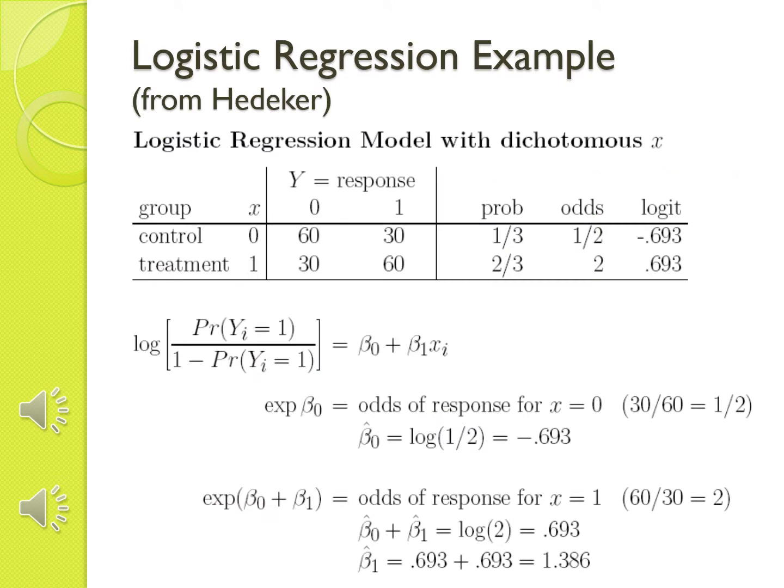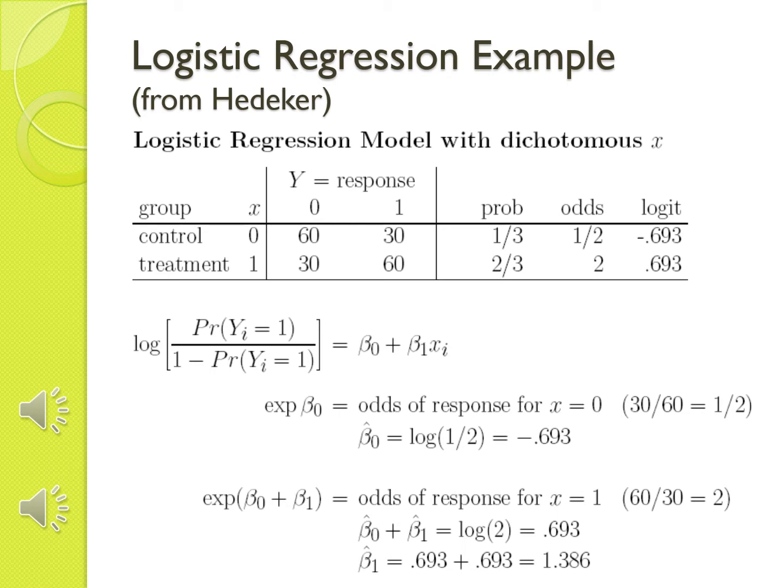I want to talk through a logistic regression example. This one is from Hedeker. It is the simplest example that we can think about, and it is the simplest because our predictor X is dichotomous as well as the outcome. So assuming that 1 is a positive response and 0 is a non-response, in this case, we have 90 people in the control group and 90 people in the treatment group. We can add the cells easily. That means we have 180 people in this experiment.